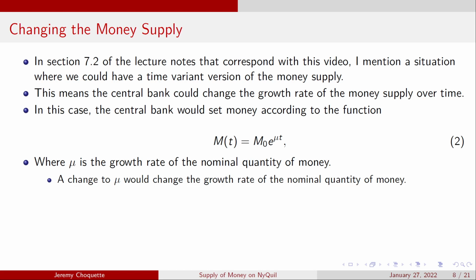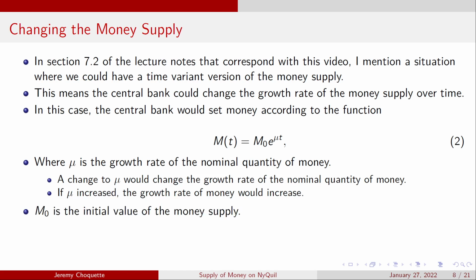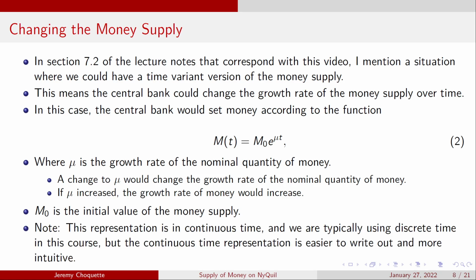A change to that growth rate, mu, would change the growth rate of the nominal quantity of money. If we increased mu, then the growth rate of money would increase. Therefore, if we decreased it, the growth rate of the money would decrease. And M naught is going to be the initial value of the money supply. So if we're starting right now, and we set the money supply equal to what it is right now, M naught would be equal to that. If, say, the money supply were, I don't know, a couple trillion dollars, say $10 trillion, then M naught would be equal to $10 trillion.